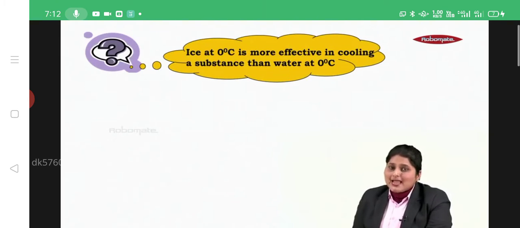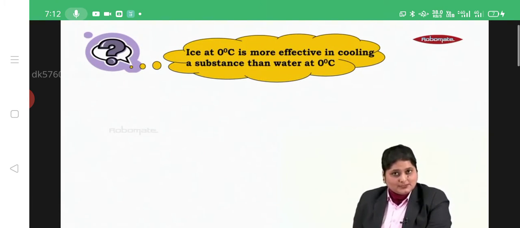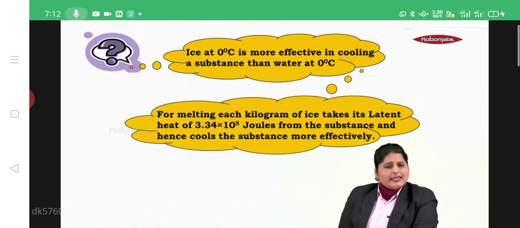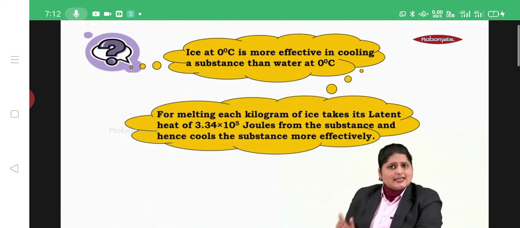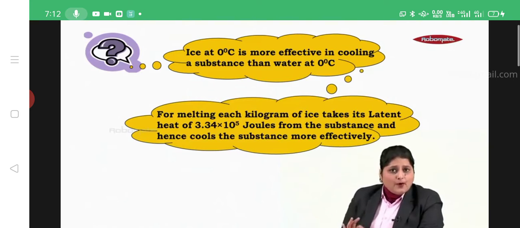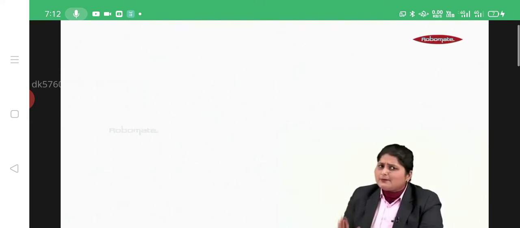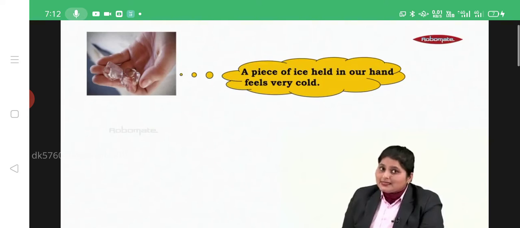Ice at 0 degrees Celsius is more effective in cooling a substance than water at 0 degrees Celsius. This is a fact about ice. For melting each kilogram of ice, it takes its latent heat of 3.34 into 10 raised to 5 joules from the substance, hence it cools the substance more effectively. This is not so important. Remember, the definition of latent heat of fusion is very, very, very important. Let's study something else about it.